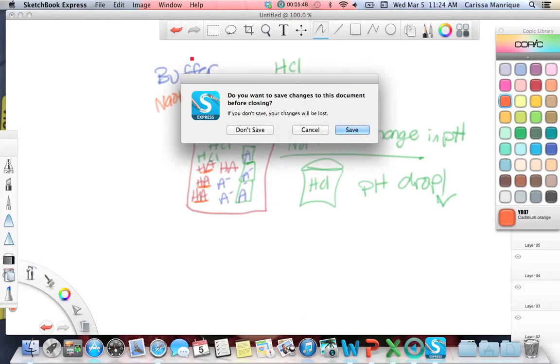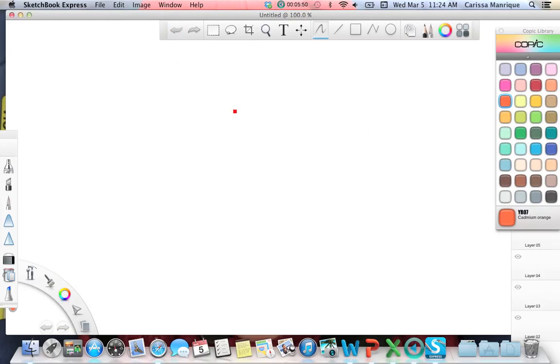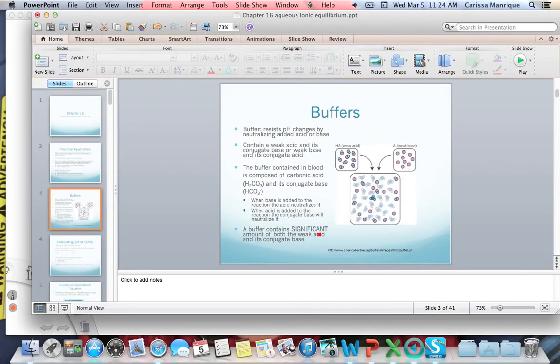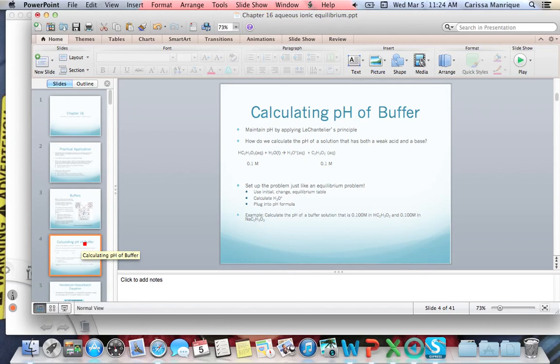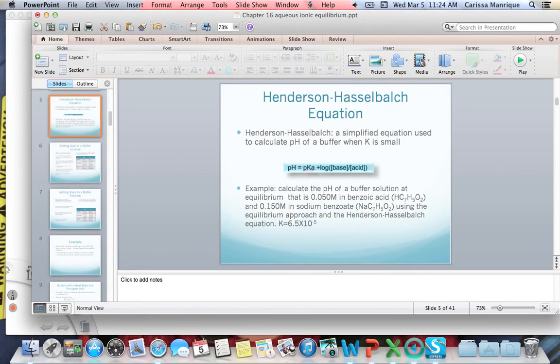So it's important to realize that you are putting initially some weak acid and some weak base in there. Now we can calculate what the pH would be using the Henderson-Hasselbalch equation. In the next vodcast on Khan Academy, we'll go over what this equation is and how to set it up. And the one after that, we'll go over some examples.